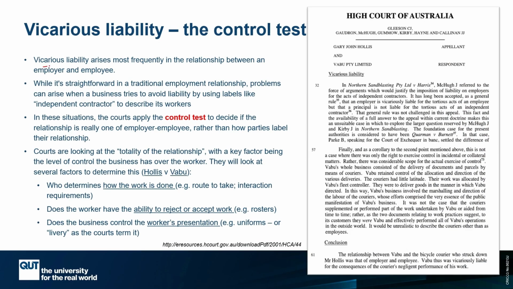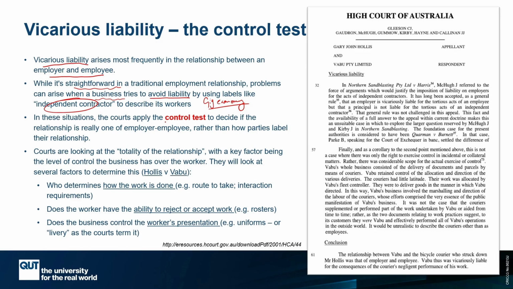As we've been discussing, vicarious liability arises frequently in the employer-employee relationship. And while it's pretty straightforward in a traditional employment relationship, many times businesses are creating new kinds of relationships. One of the reasons is to limit their liability. They start employing people under terms like independent contractor. It's also an important consideration given the rise of things like the gig economy and internet facilitated work.